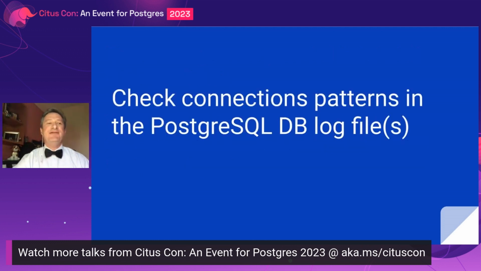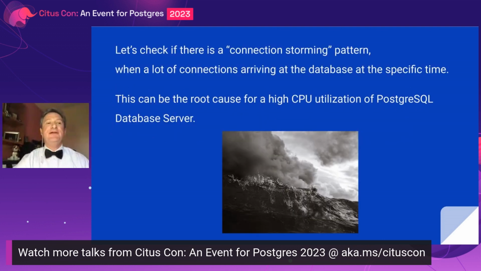Check connection patterns in the Postgres database log files. Let's check if there is a connection storming pattern, when a lot of connections arrive at the database at a specific time. This can be the root cause for a high CPU utilization of the Postgres database server.